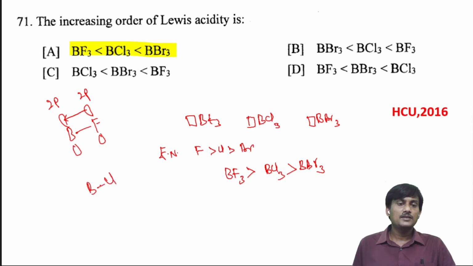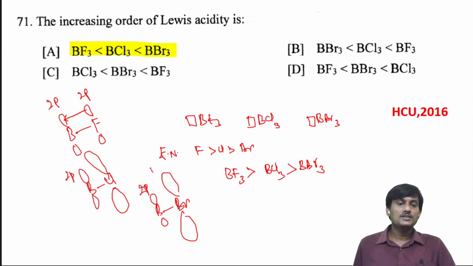Suppose you take BCl3: here the size is 2p, here we have 3p, so there is a size difference and poor back bonding. In case of BBr3, there is a huge size difference: this one is 2p, this one is 4p, so very poor back donation. In case of BF3, there is more back bonding, so the empty orbital will be filled with electrons, and there is less electron deficiency.